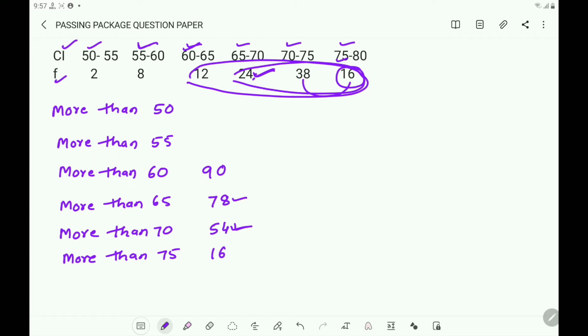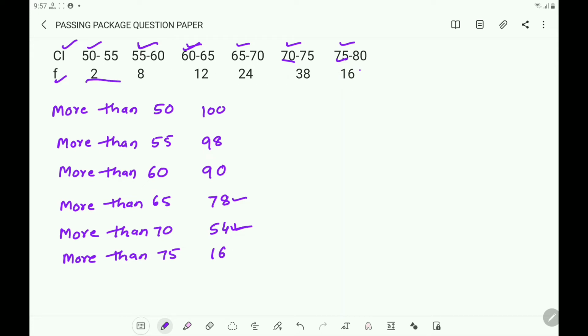Then more than 55. More than 55 means sum of all this. That is add 8 to this 90. So you will get 98. Then more than 50 is add this to this 98. You will get 100. That is the cumulative frequency. So you got that more than 50 is all this. That is 100.